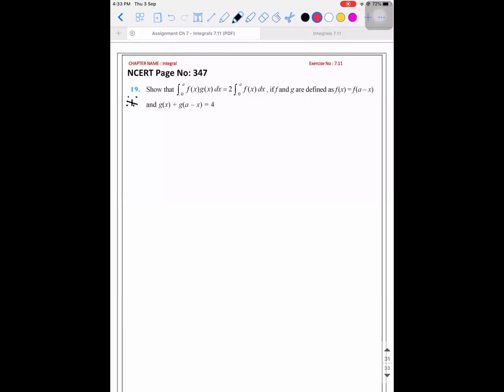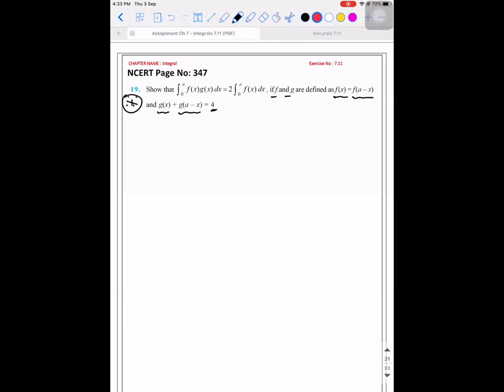Mark it as an important problem. If f and g are functions defined in such a way that f of x is the same as f of a minus x, and the sum of g of x and g of a minus x is 4, then integral of 0 to a f of x into g of x dx is equal to 2 times integral of 0 to a f of x dx. Okay, so how do we do this?